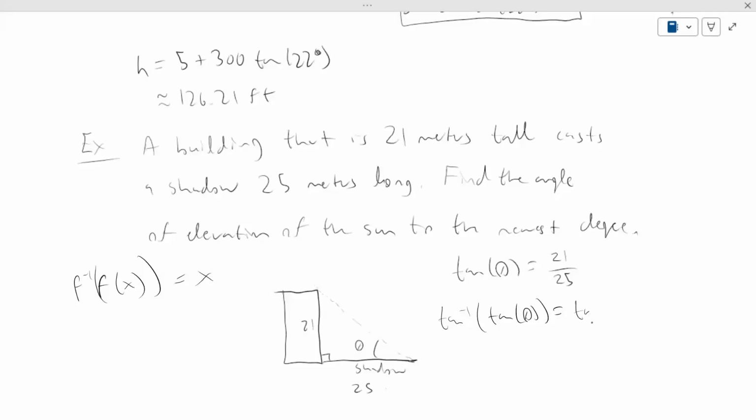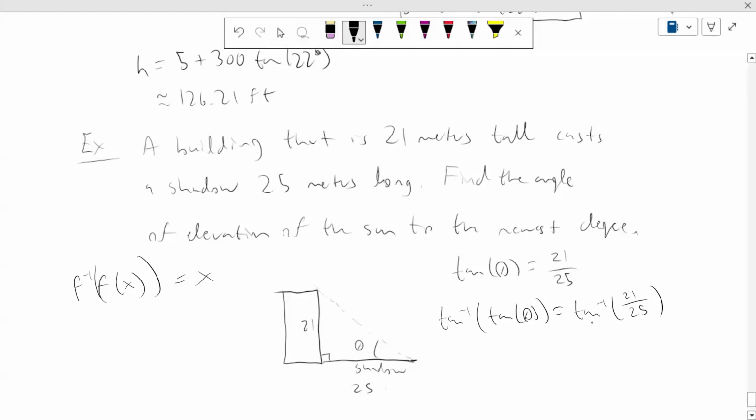Okay, there we go. So all I've done there is take tangent inverse of the left-hand side, and that has to be equal to tangent inverse of the right-hand side. For any acute angle theta, tangent inverse and tangent will always cancel off to just give us theta. Just like f inverse of f of x simplifies to just give us x, the argument there. Same thing. Tangent inverse of tangent of theta just gives us theta, and that's going to be equal to tangent inverse of 21 over 25.